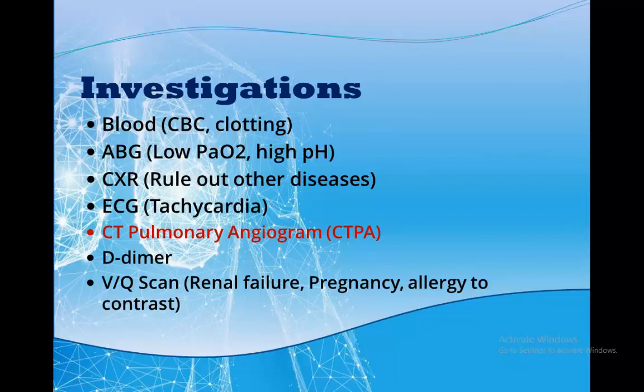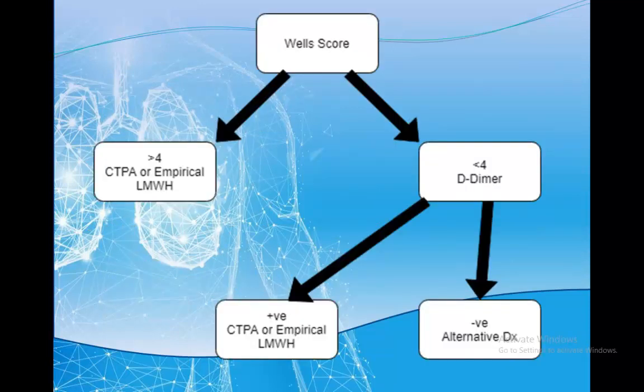In a suspected PE patient, we would calculate the Wells score and put them into two categories, either likely if they've got more than 4 points, or unlikely if they have less. If they're unlikely, we do D-dimer, and if it's positive, we'll confirm with a CT pulmonary angiography and put them on empirical low molecular weight heparin if there's any delay in getting the CT done. If negative, then it rules out PE and you look for another diagnosis.